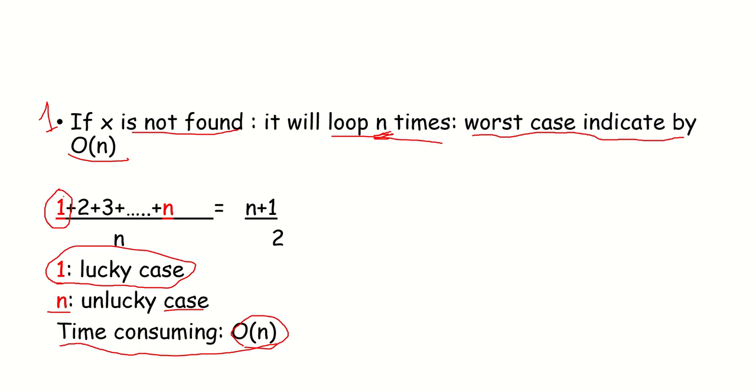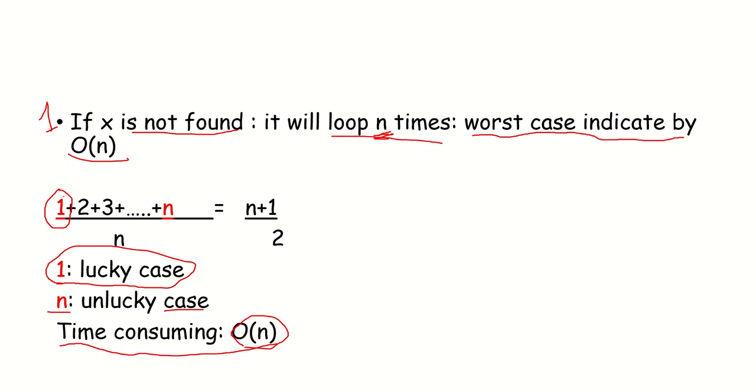That is what it represents: 1 plus 2 plus 3 plus up to n, divided by n, which is equal to (n plus 1) divided by 2. This is how the search algorithm works.